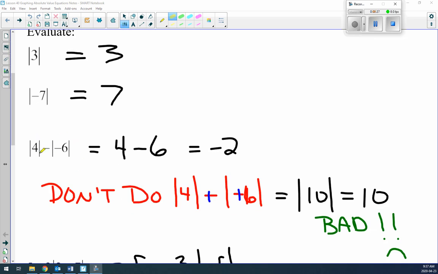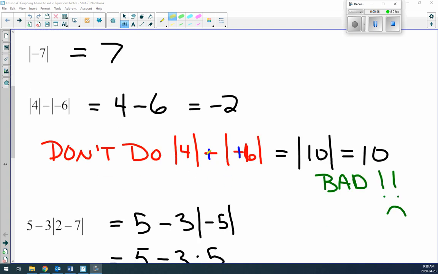Now we can do it as an expression here. The absolute value of 4 minus the absolute value of negative 6. So what's the absolute value of 4? 4. What's the absolute value of negative 6? 6. And you subtract them. So when we talk about absolute value, you can end up with a negative answer, so don't stress about that. But don't do additive inverse, like don't do 4 plus positive 6. That doesn't work because that is the bad way of doing it.